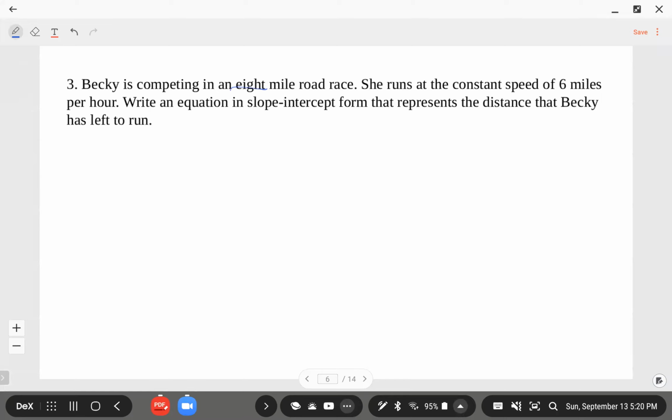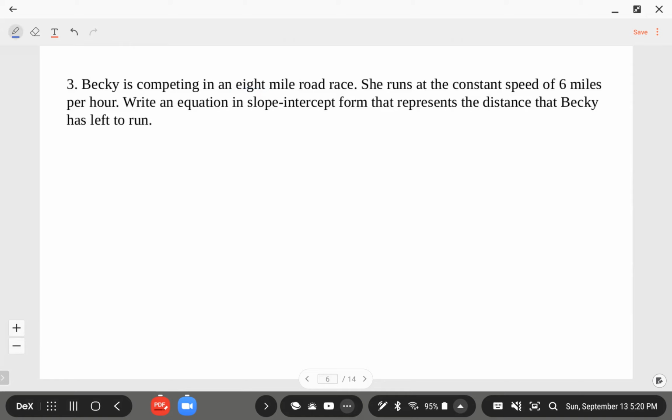She runs at a constant speed of 6 miles per hour. Pay attention to that. Write an equation in slope-intercept form that represents the distance that Becky has left to run. So the distance remaining. Please write a slope-intercept form equation that represents this problem.